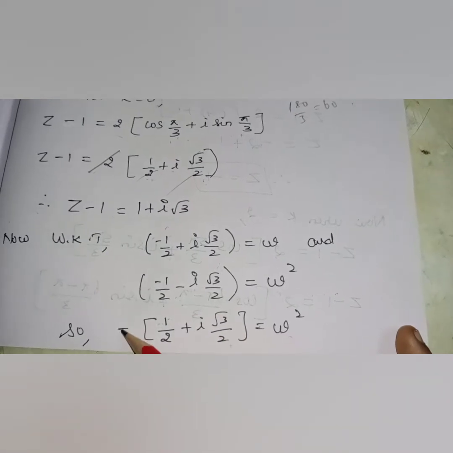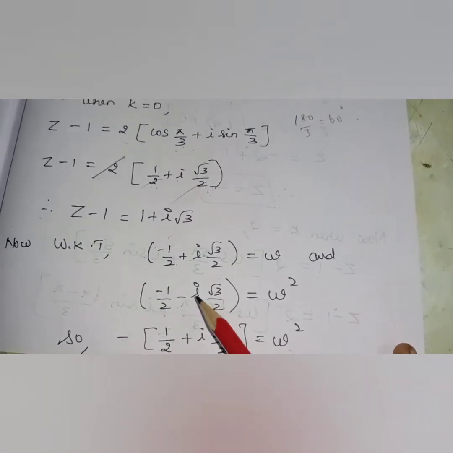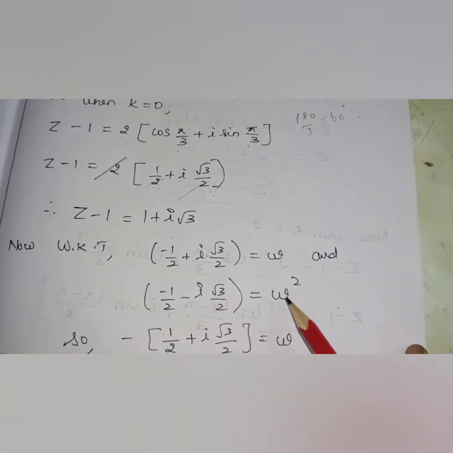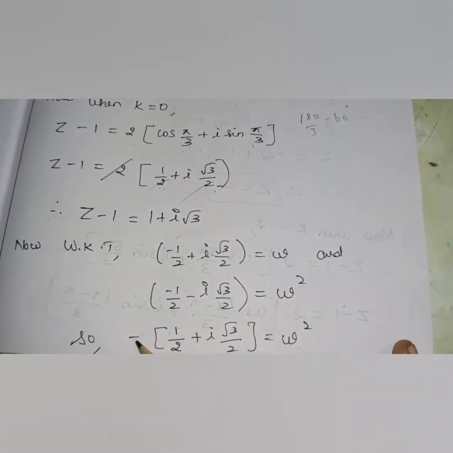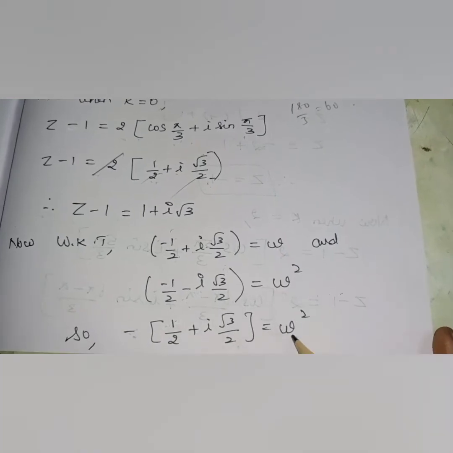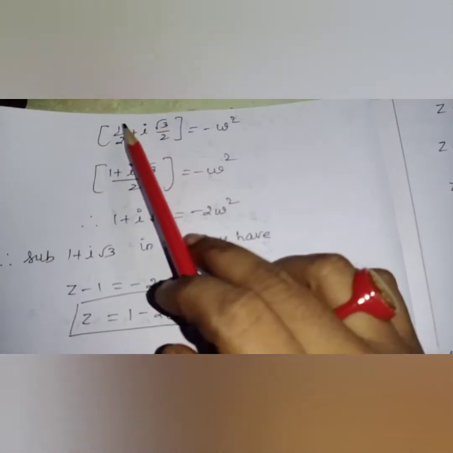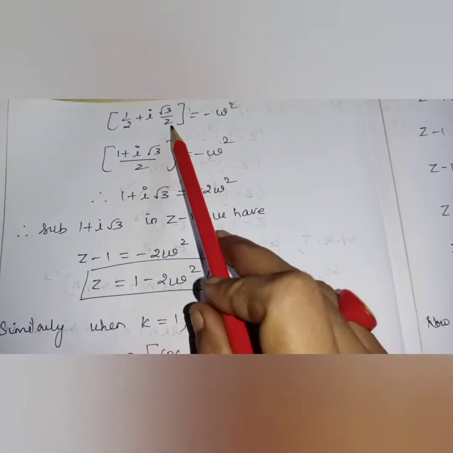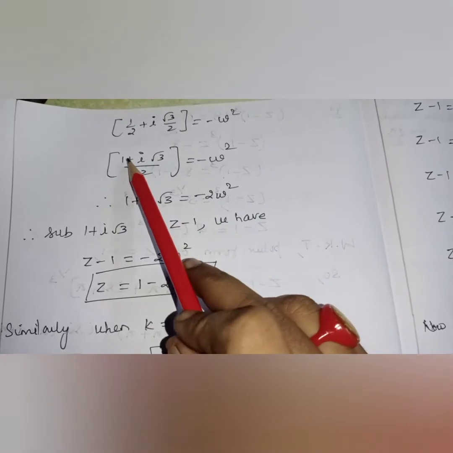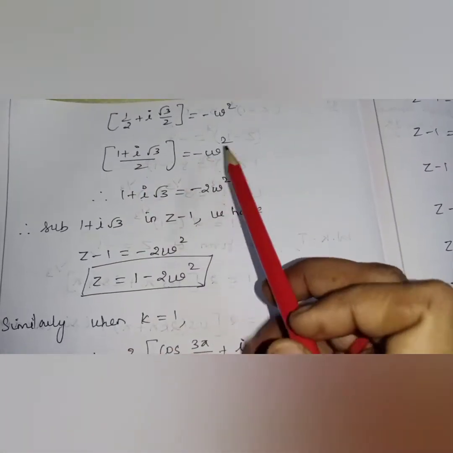Next, I will take this minus sign to the other side. Other side means I am going to multiply by minus on both sides. When I multiply minus on both sides, this minus into minus will become plus, whereas omega square will get a minus. So what happens here? This becomes 1 by 2 plus i root 3 by 2 is equal to minus omega square. Again, if 2 is going to be the LCM, this becomes 1 plus i root 3 by 2 is equal to minus omega square.